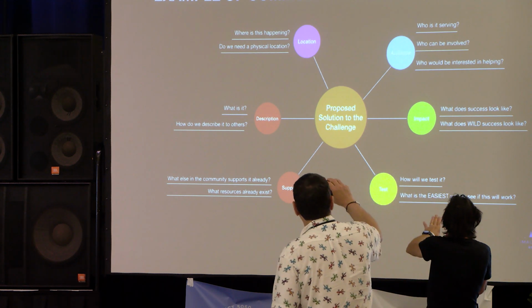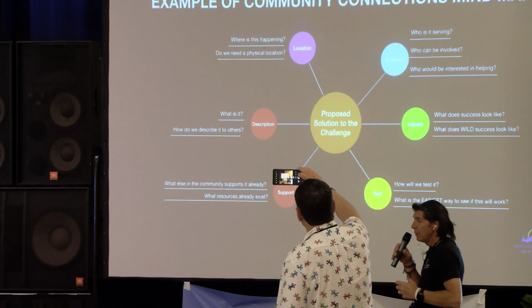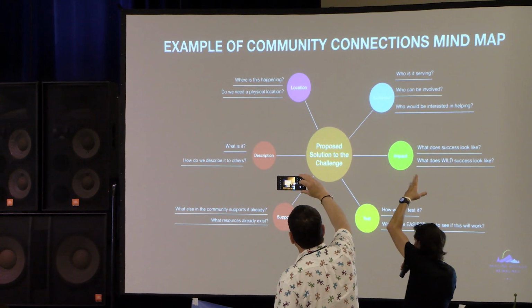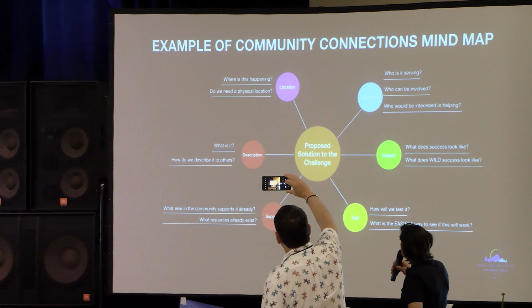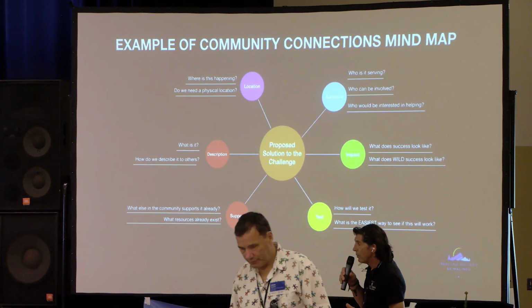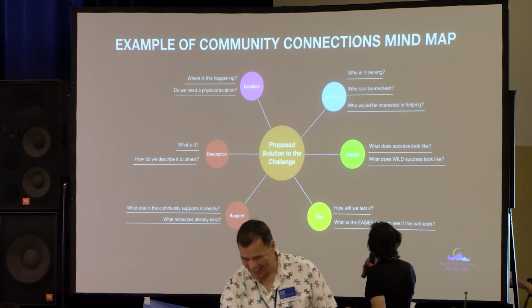It's got audience over here. Who's it serving? Who can be involved? Who would be interested in helping? And those can go off into different branches, right? So you actually can answer those questions. It's got support down at the bottom. Is it already happening? Does it need more support? That's your solution, a more formal description.